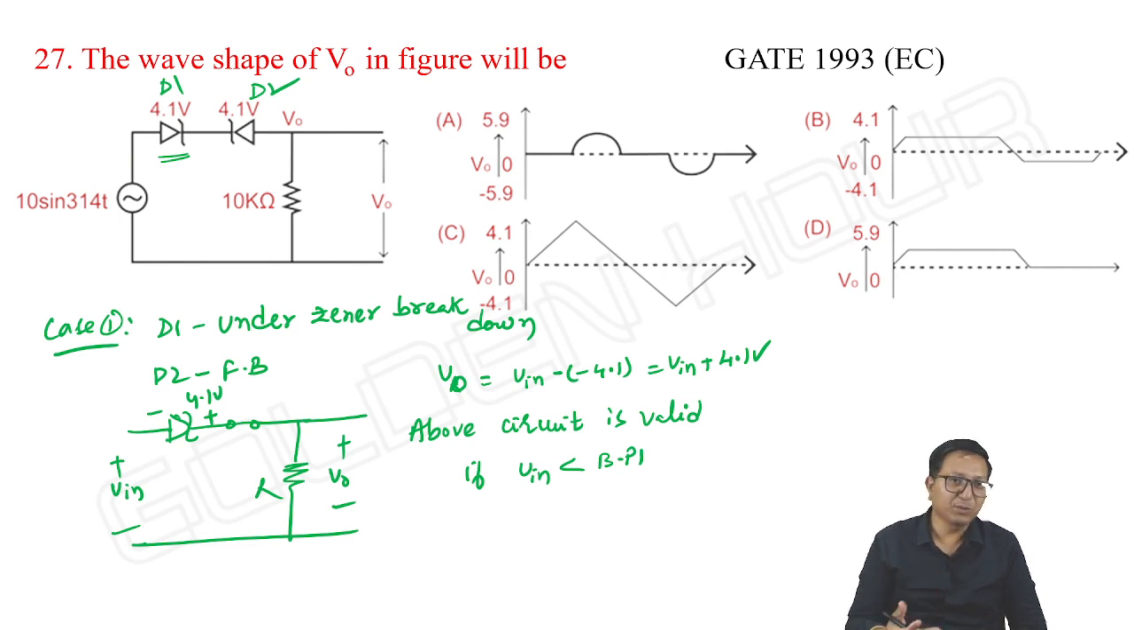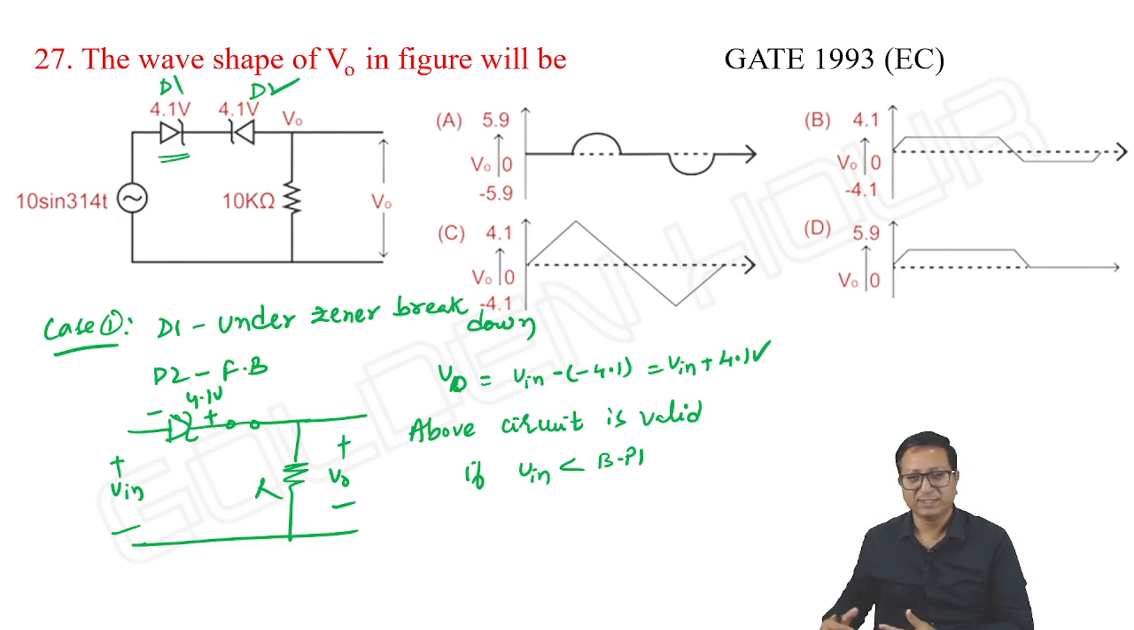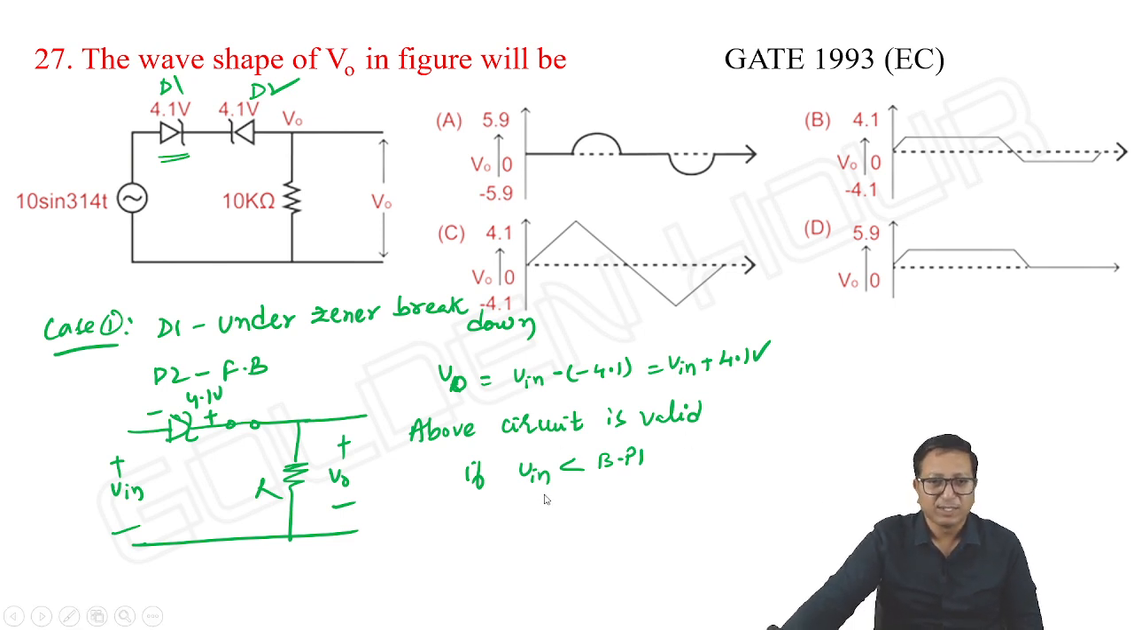Next, input is greater than breakpoint 1 and less than breakpoint 2. What might be breakpoint 2? Plus 4.1. I'm directly doing this problem, friends, because we did a lot of exercises, so many problems. Almost 30 problems. I need not again write each and every step clearly, not required.